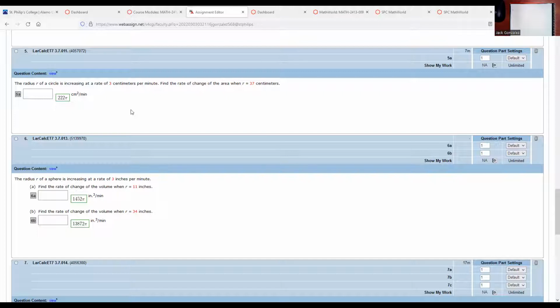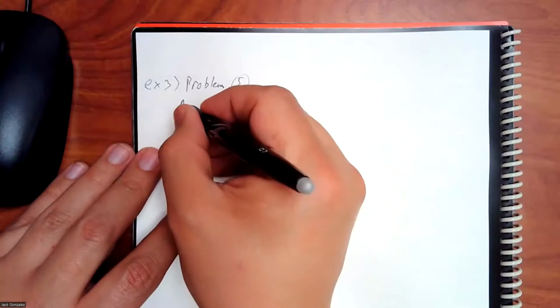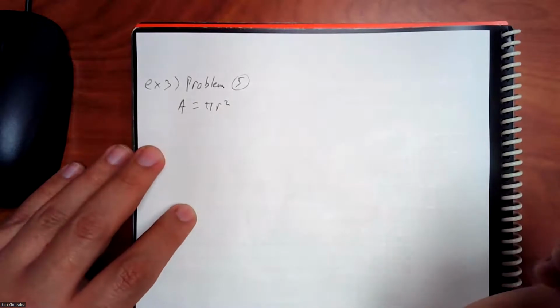They want us to find the rate of change of the area. So they're talking about the area of a circle. Do you know what the area of a circle formula is? Pi r squared, right? Okay, let me just switch back. I'll come back to this in a second. So area of a circle is pi r squared, right?